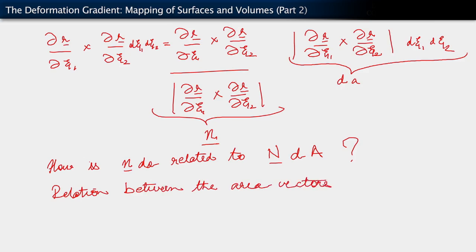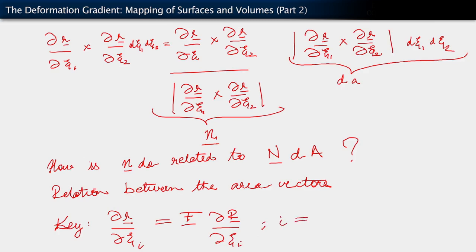Okay? In order to do this, we just need to recall, what is the key to doing this? The key to doing this is the following. It is to observe that partial of little r with respect to Ci, i going from 1 to 2, is simply F, the deformation gradient, acting on partial of big R with respect to Ci, i equals 1, 2.